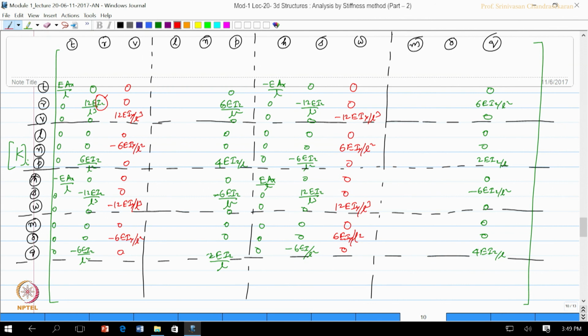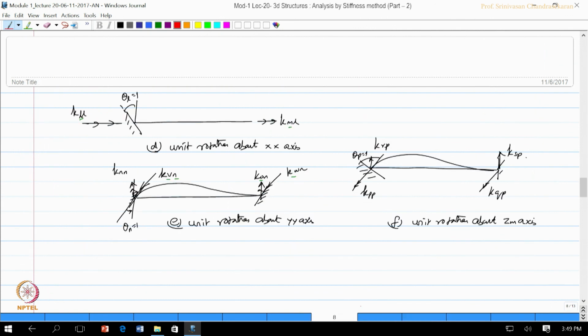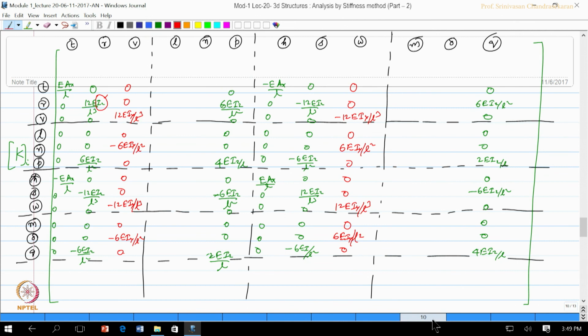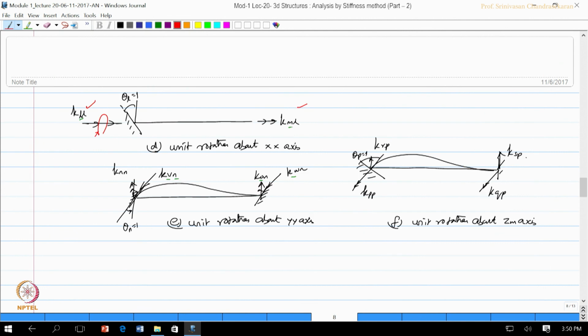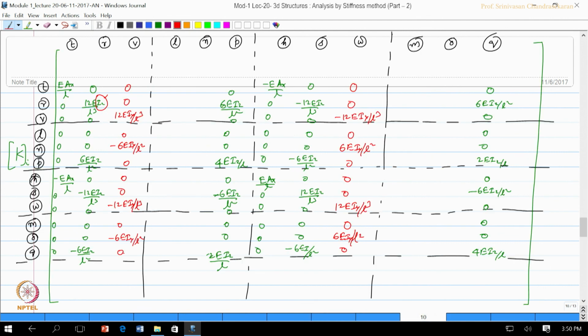Now, let us give unit rotation about x axis. That is what you are going to do about x axis. You are rotating it about x axis, so you get torsional moment. So, I should use now only, you can see here only L and M are invoked. So, L will be again, so these 3 are zeros, this will be G I x by L, and till M all will be zeros, this is going to be minus G I x by L.